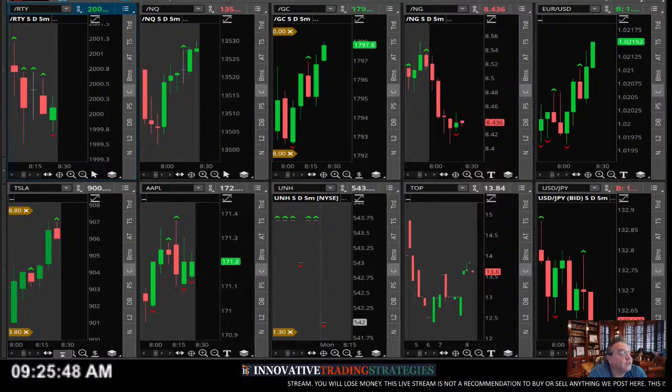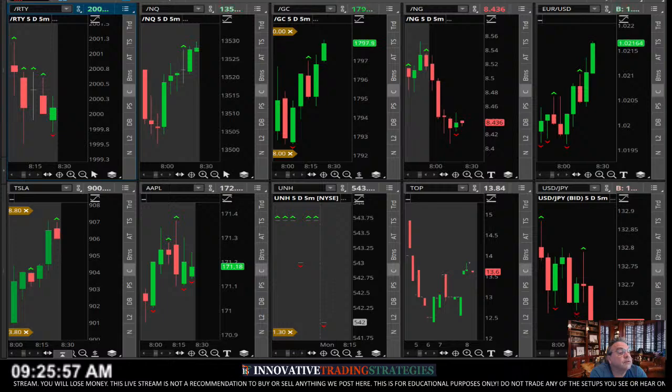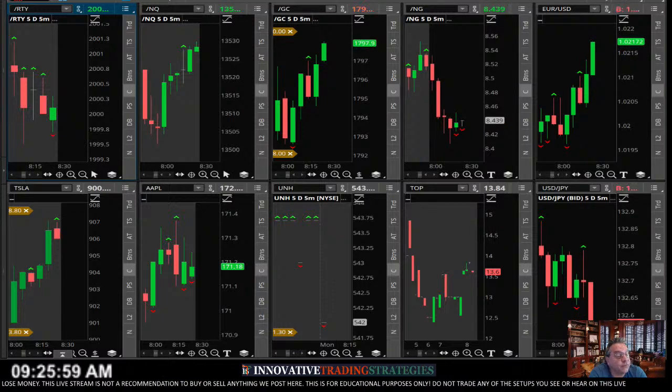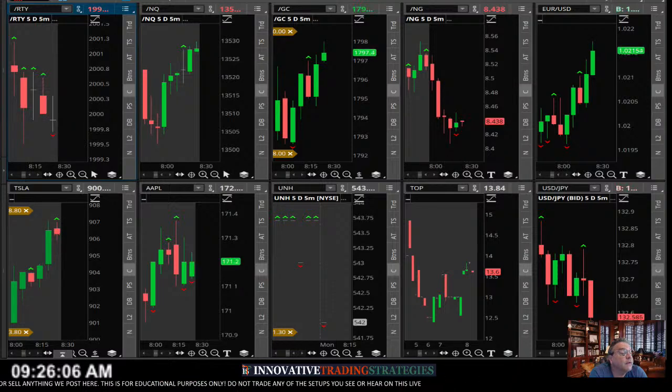This is a strong HF1 buy on Tesla, so I like Tesla. On Apple, let's take a look at Apple here. I can see a potential pullback on Apple down to 170.63. I'll just put in a little line here. 170.63.